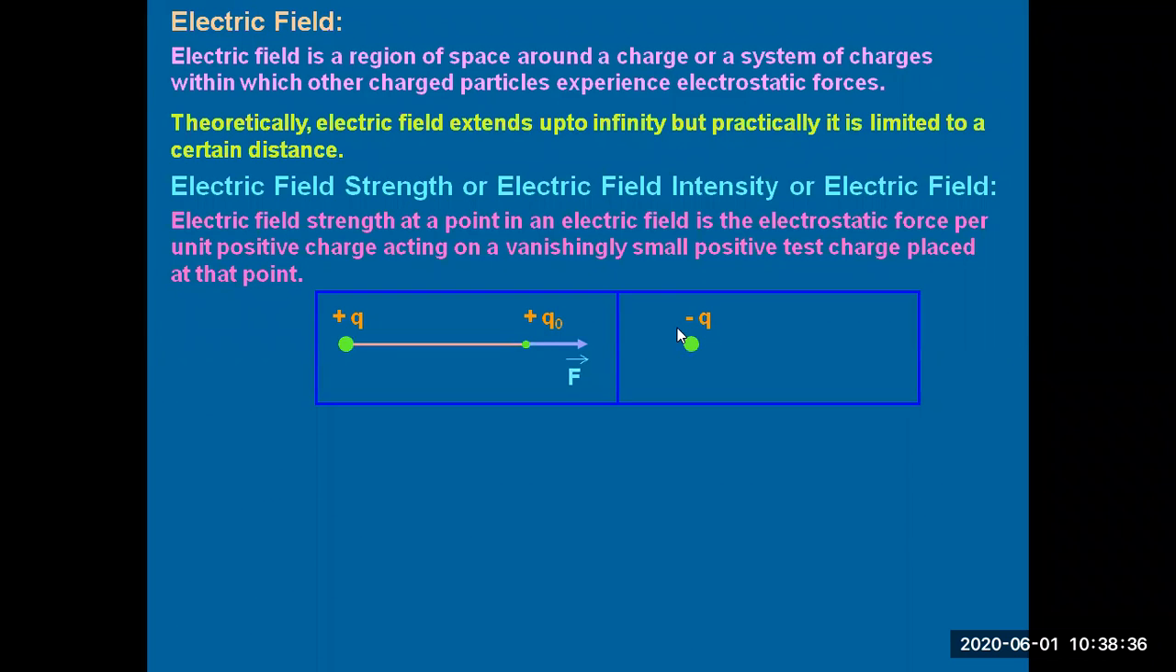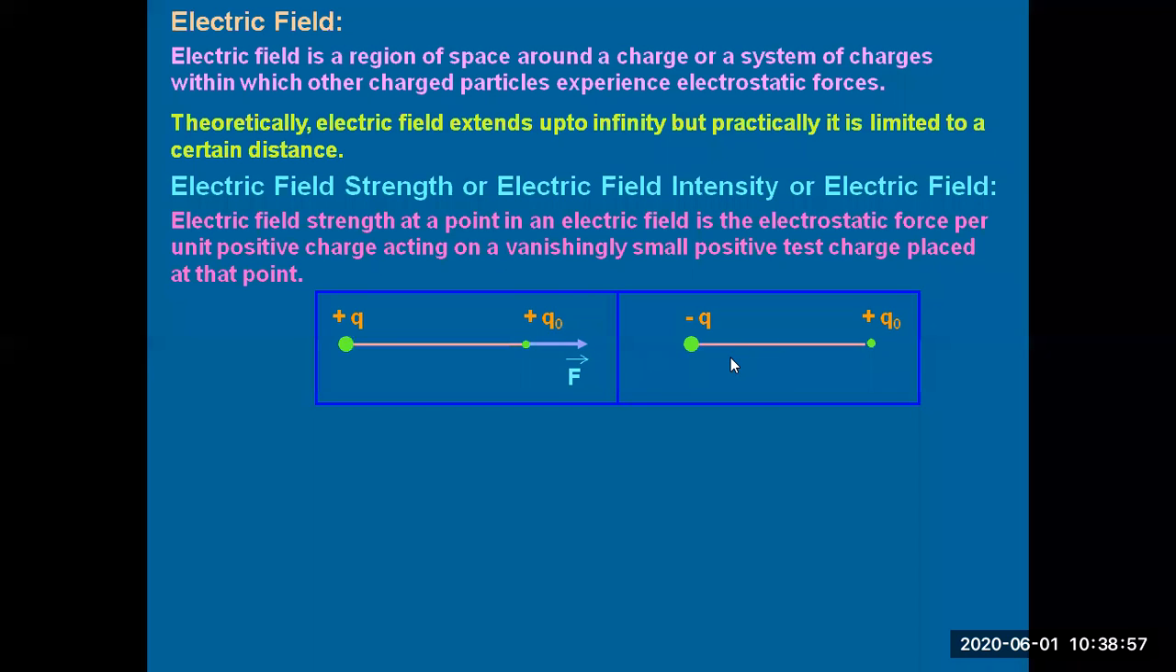You have a negative charge here, and a test charge. Keep in mind, test charge will always be positive. Here also it is plus Q naught. Q naught means it's going to be the test charge. In the first figure, I did it for a positive charge. You can see F direction is along the positive direction.